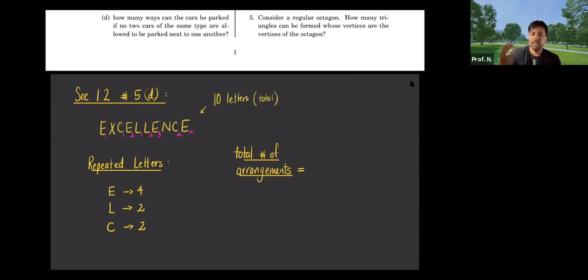So if I were to arrange 10 objects, 10 letters, 10 of anything, it would be 10 factorial, right? But we have repeated letters. So for every single permutation that we have, every arrangement of letters, there's going to be a way to rearrange these E's and it gives the same arrangement. Because that's included in this number, I want to divide out that repeated number of arrangements.